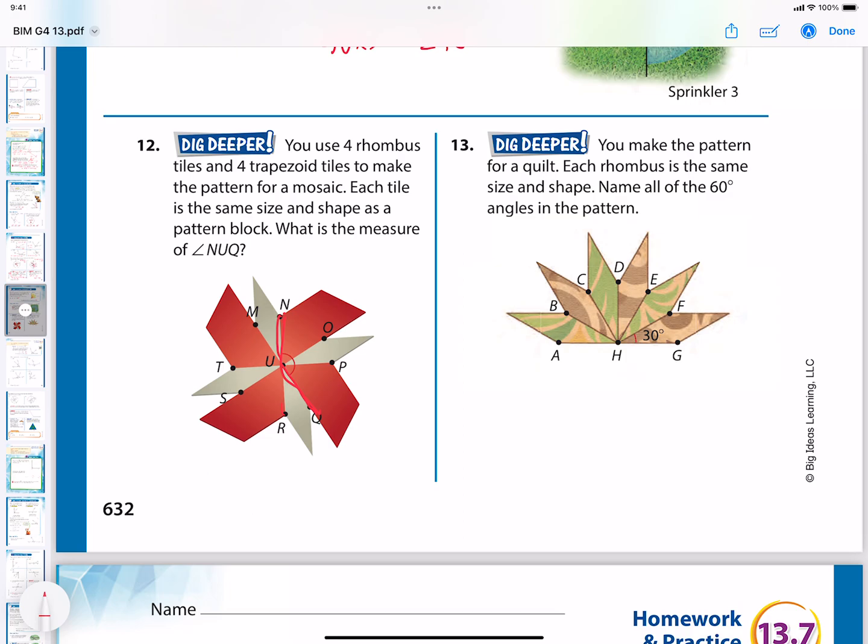So now let's move on. RUQ is 30 degrees. And we know 180 degrees minus 30 degrees is equal to what? 160 degrees. Oh, what am I doing? 150. Sorry, 150 degrees. Okay, so we know the angle NUQ is 150.